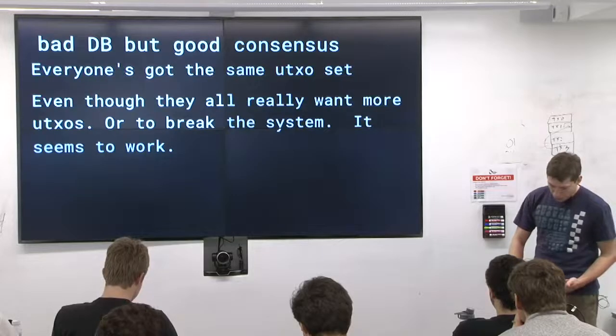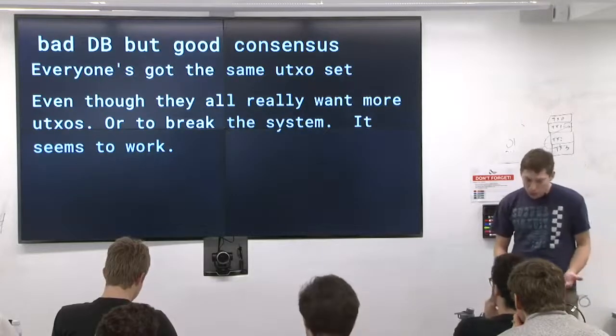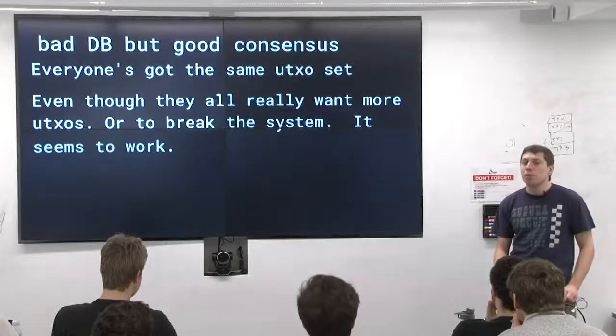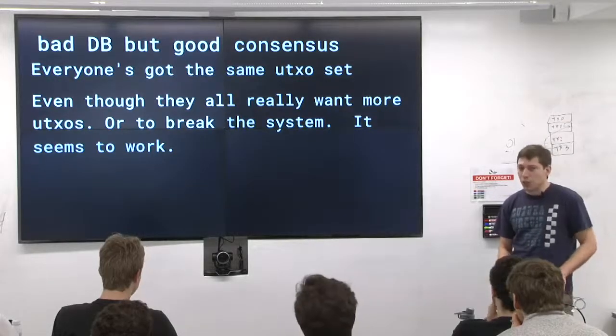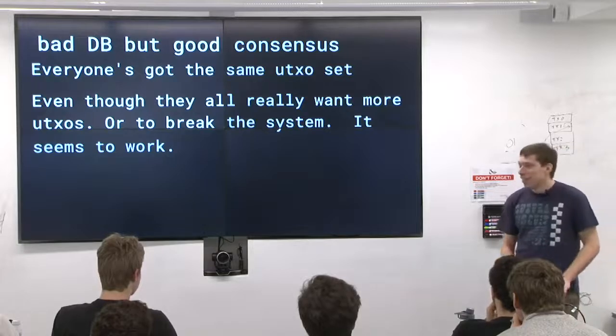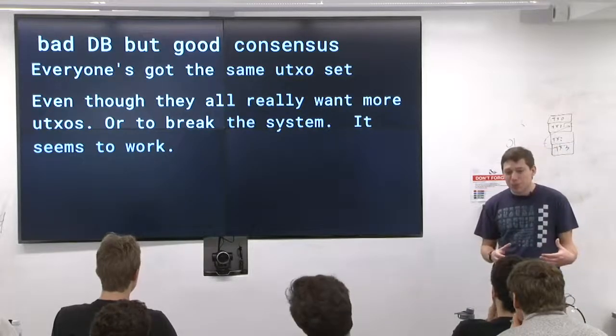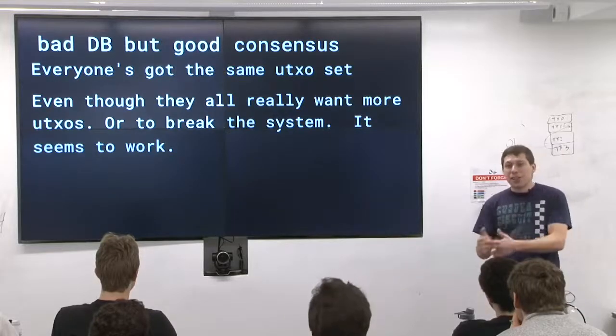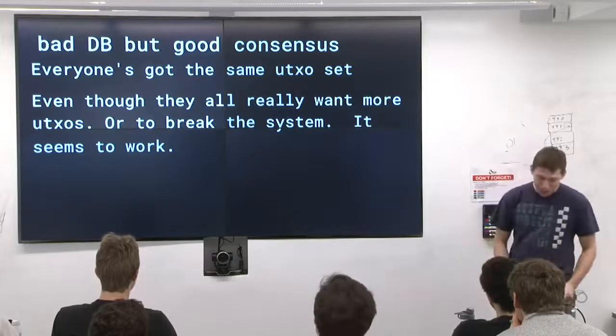Okay, other questions? Yeah, bad database, good for consensus. It kind of works. Everyone's got the same UTXO set, even though they all really would like to change that UTXO set. I would much rather everyone had a UTXO set where I had those 273 coin UTXO. So almost everyone in the system would rather there was a different UTXO set, and yet they all managed to agree on a single UTXO set. So pretty cool.